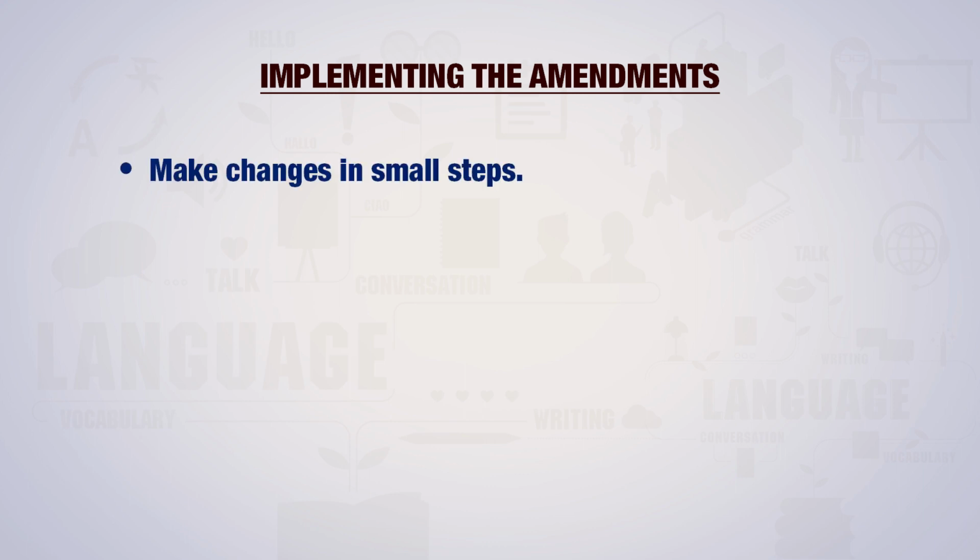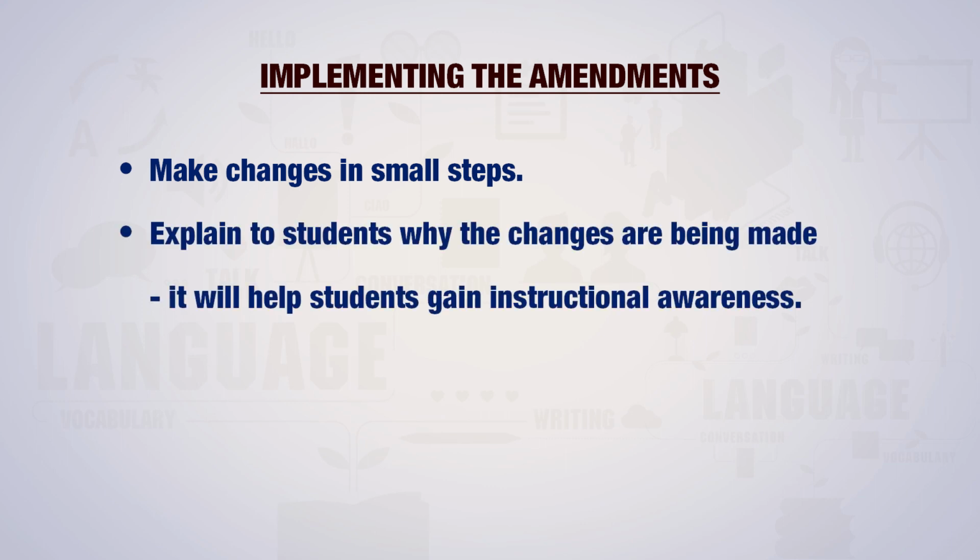So once you have chosen the change, you must implement the change. How do we implement the change? The answer is we implement it in small ways, slowly, gradually, and with explanation. Students must be given an explanation for the changes being implemented, as this will enable them to achieve instructional awareness.